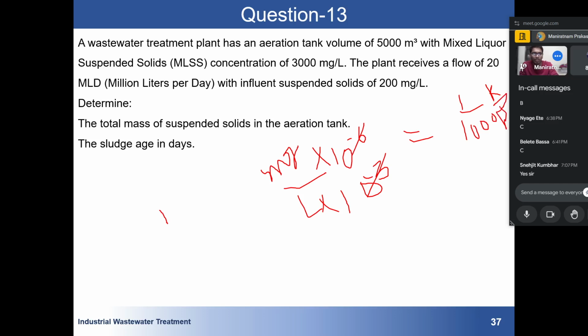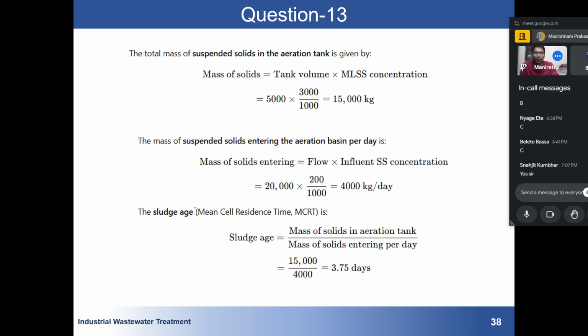So it will be kg per meter cube. Here I have done, this is 5,000 meter cube, and here it is 3000 divided by 5000 kg per meter cube. The meter cube gets cancelled out, this 1000 and this 1000 get cancelled out, then we have 15,000 kg.